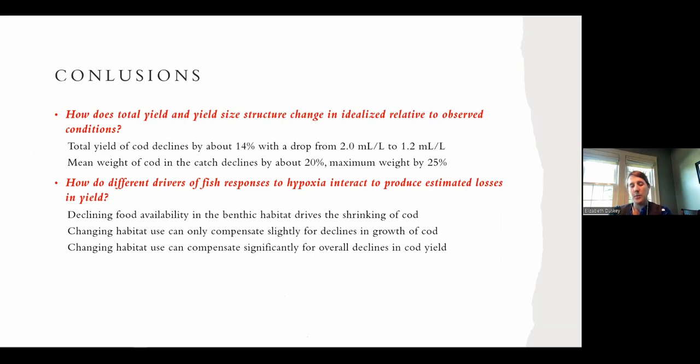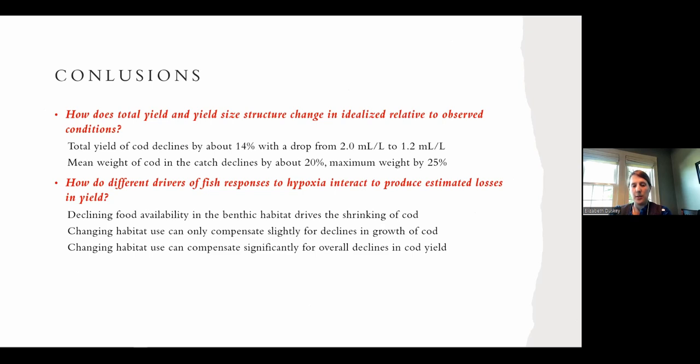So to answer our questions, how do yield characteristics change and deteriorate relative to more ideal conditions? In this particular scenario, total yield of cod declines by about 14%, or thinking about it from the reverse direction, yield could have been 40% more in more pleasant oxygen conditions. Furthermore, mean weight of cod in the catch declines by about 20%, and maximum weight of older individuals also declines by about 25%. Or again, cod could be much larger in more ideal conditions.